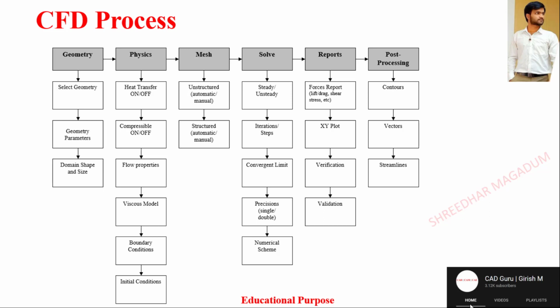Coming to the mesh, there are two types. One is structured mesh and unstructured mesh, automatic and manual. Depending upon requirement, you can mesh it. Solver, steady or unsteady, iteration steps. Okay, convergence limits, so which value you want to converge, residuals or coefficient of lift or drag, like that we can consider. Precision, single or double precision, this will be explained during the answer sessions, remember this one.